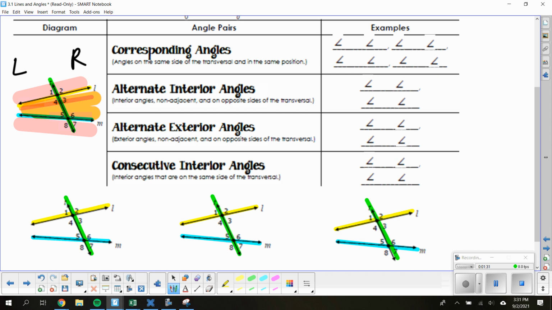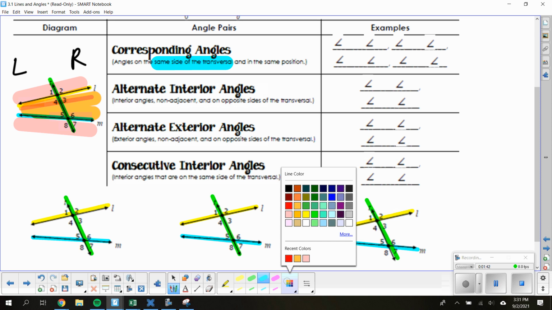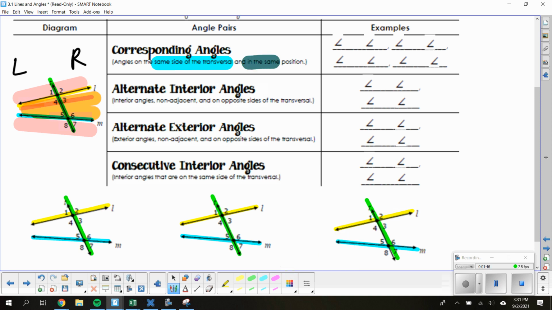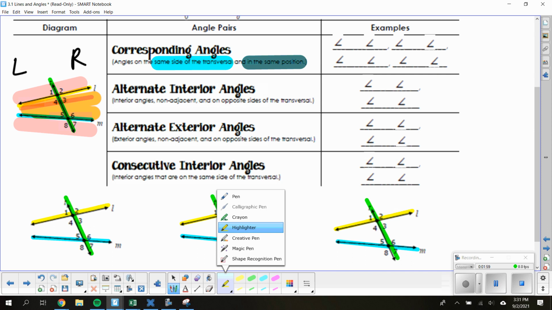So corresponding angles is our first one. Corresponding angles are angles that are on the same side of the transversal and in the same position. So what that means is that if I were to make these parts movable, and if I were to take line L and slide it down to sit on line M, those four clusters of angles sit on the other four clusters of angles, and those angles that sit on top of each other would be corresponding.